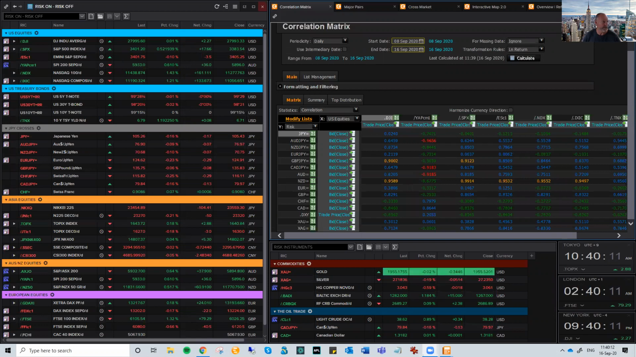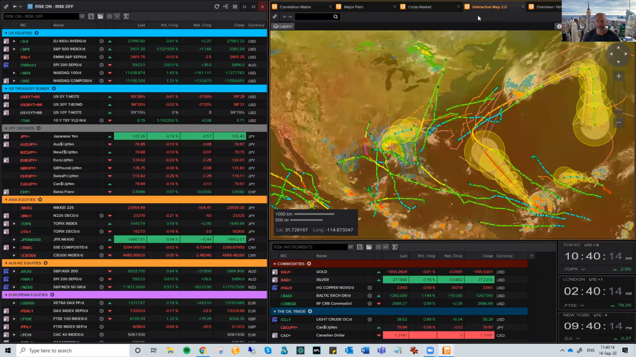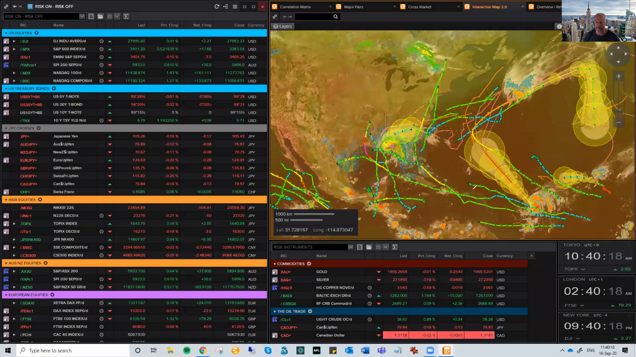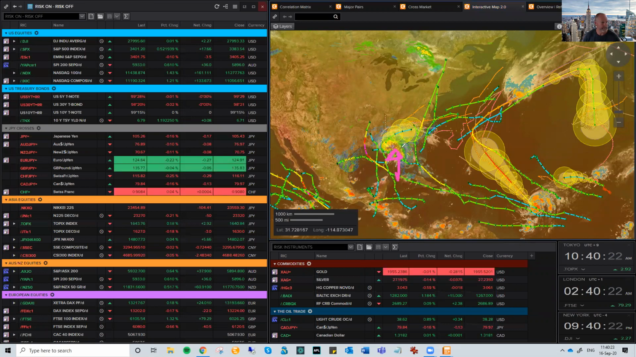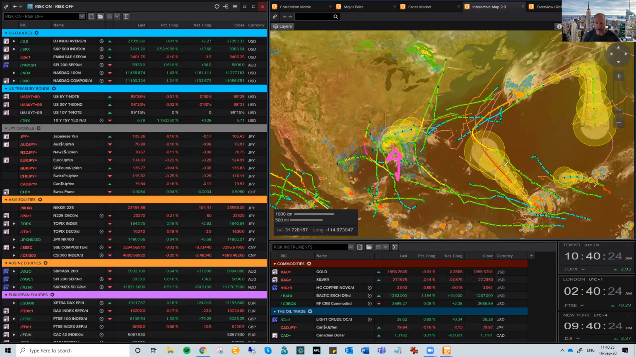Now, let's have a look at what's been going on. There's a lot of storm activity in the Gulf of Mexico here, so just keep an eye on these. They don't seem to be really kicking into gear just at the moment, but the oil trade is basically on call.